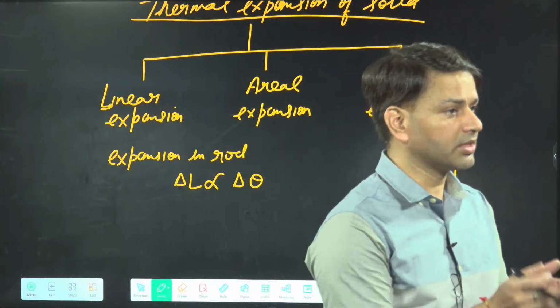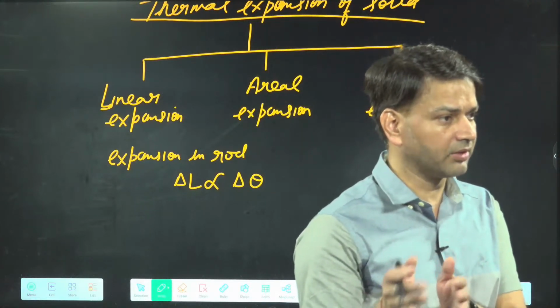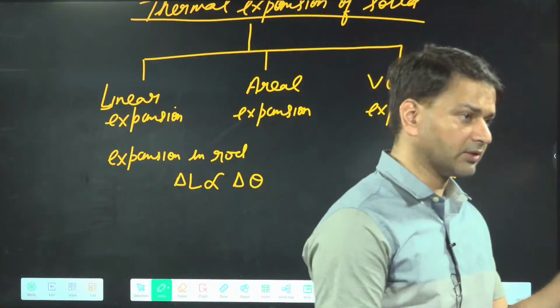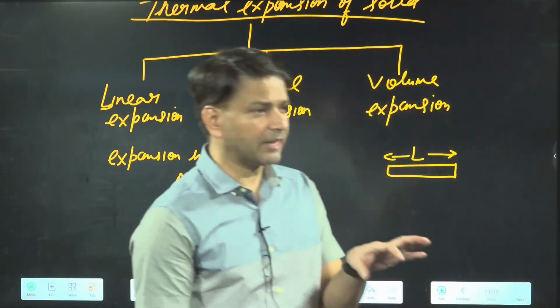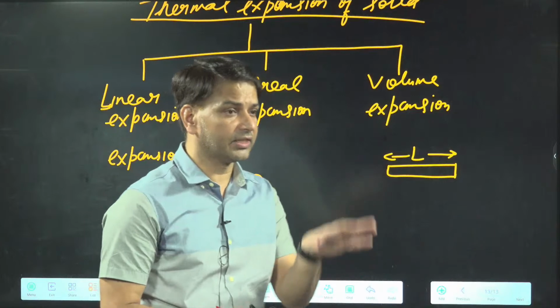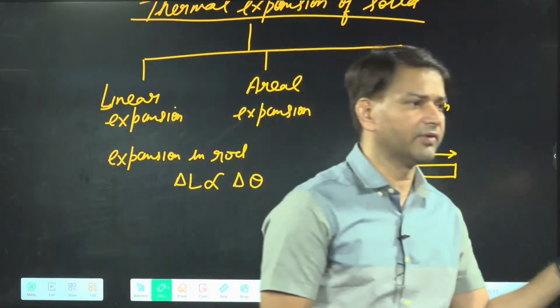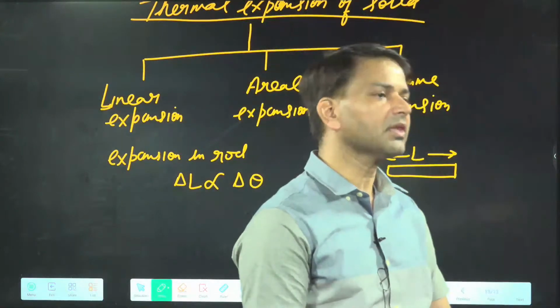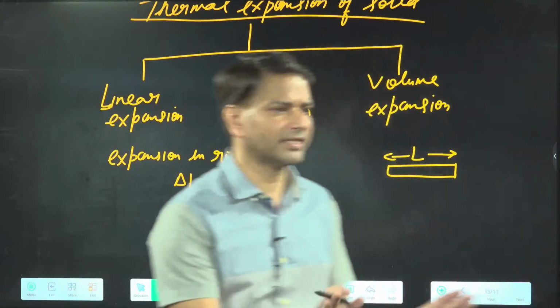Delta theta positive means you are increasing the temperature. When you are increasing the temperature, length will increase. When you are decreasing the temperature, delta theta is negative. Delta theta negative means delta L negative. Delta L negative means length is decreasing. That is common sense, everybody knows.